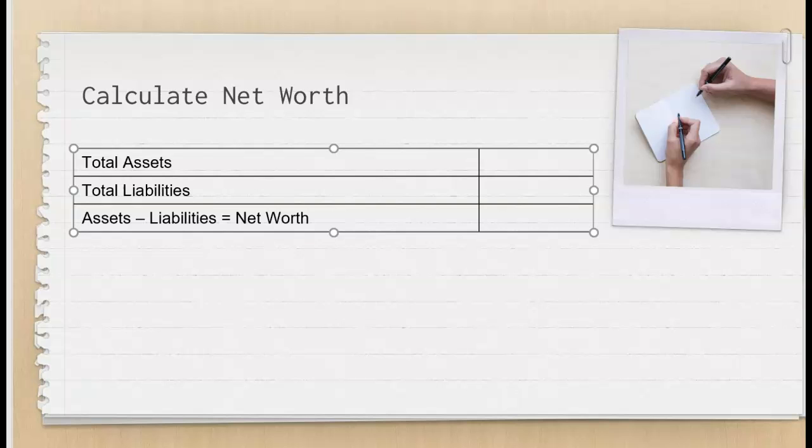So finally, to calculate net worth, we take our total assets, which are $287,000, and our total liabilities, which are $171,000, and we subtract them from each other. And when we do that, we see we have a net worth of $116,000.